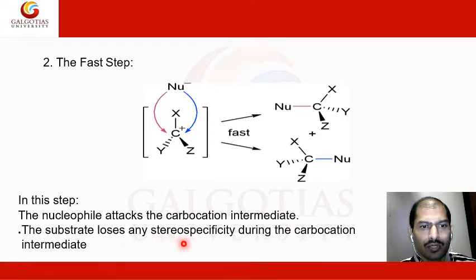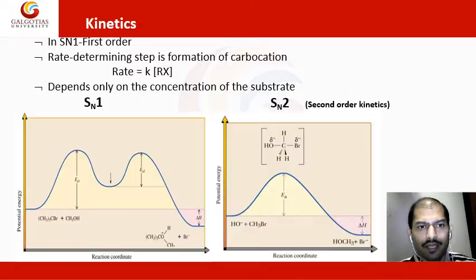The substrate loses its stereospecificity during the carbocation intermediate. So it loses its stereospecificity during the course of these kinds of reactions. If you see the kinetics, this is first order kinetics, depending only on the concentration of the substrate, because that is what makes the intermediate, the carbocation.